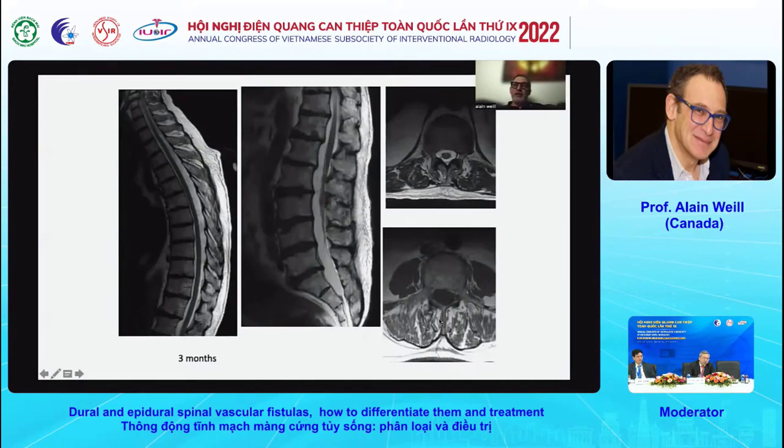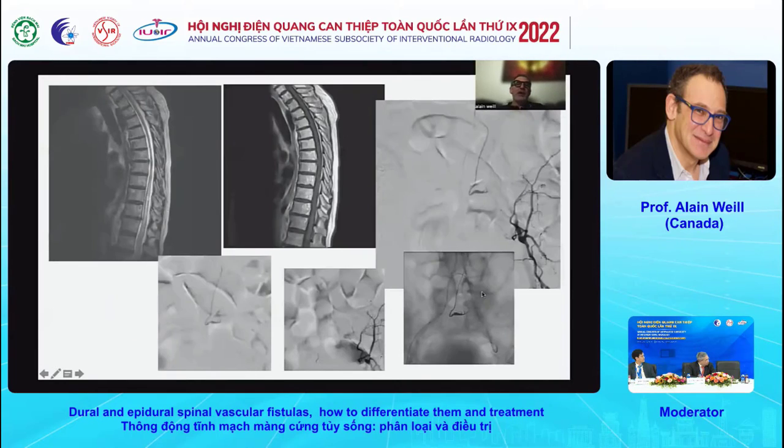This is a control 3 months later, and we can see that the edema has disappeared, likewise the big vessel. So here, another case where you would say probably a dural fistula, you know, the edema of the cone and some patchy contrast uptake of the cord, and probably some little vessel.